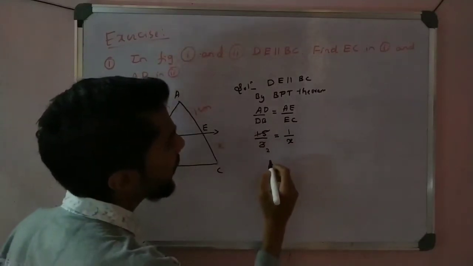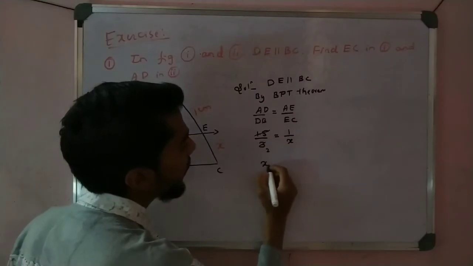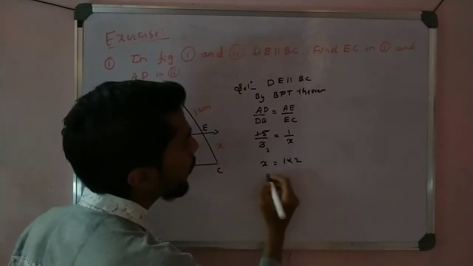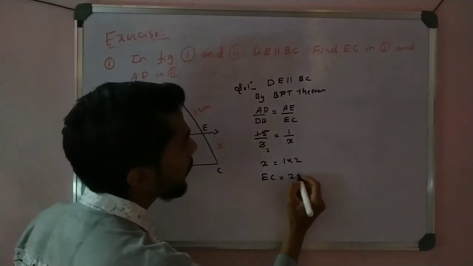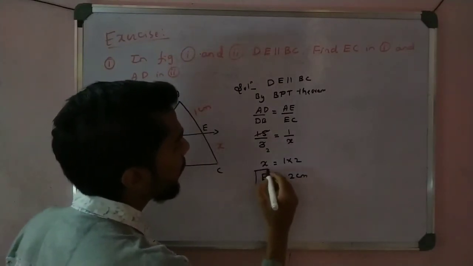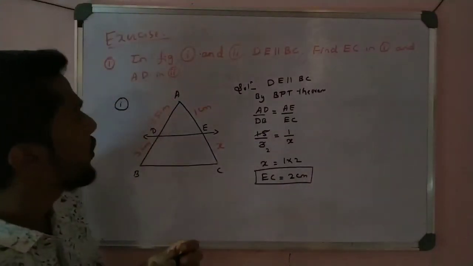Now cross multiplication. What happened here? X is equal to 1 into 2. X is nothing but EC. So EC is equal to 2 centimeter. So we get the answer, that is 2 centimeter.